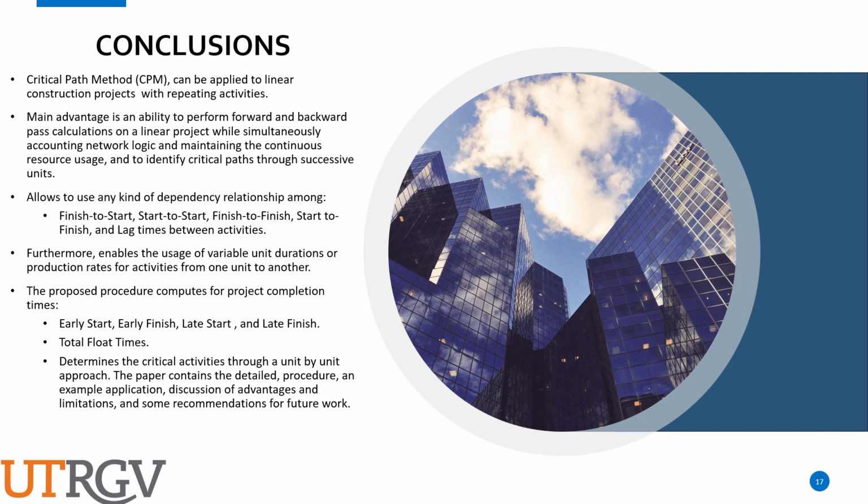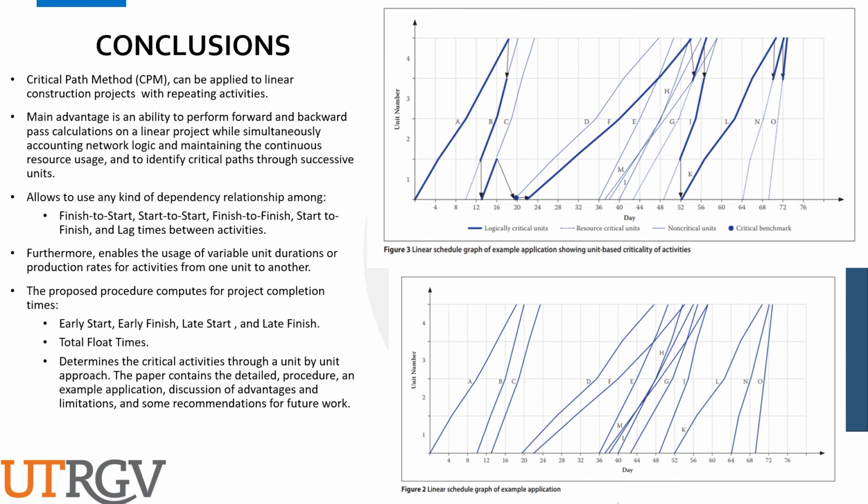The main advantage is the ability to perform the forward and backward pass calculation on a linear project while simultaneously accounting for the number of resources that we have. It also allows any kind of dependency relationships between finish to start, start to finish, and lag times. Furthermore, it enables the usage of variable unit duration and production rates for activities from one unit to the other. It also allows determining the float times, which we can see here, and it determines the critical activities by a unit by unit approach. And that's it.